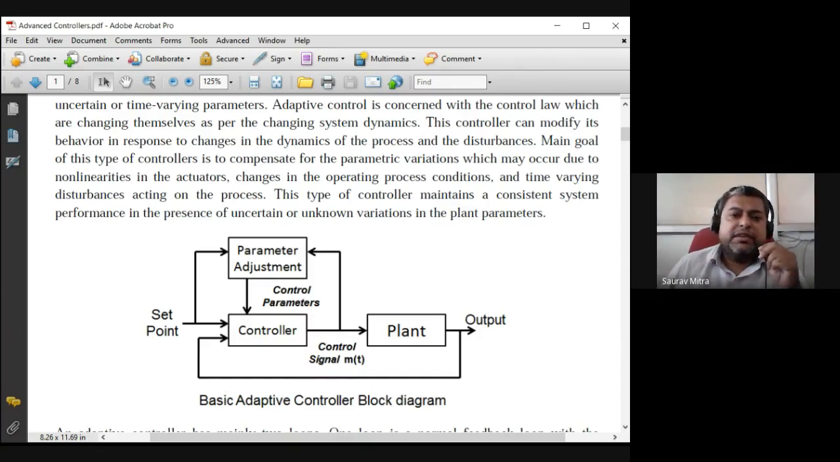So this controller can modify its response or behavior to changes in the dynamics of the process and the disturbances. The main goal of this controller is to compensate for the parametric variations which may occur due to the nonlinearities in the actuators, changes in the operating process conditions, and time varying disturbances acting on the process. Three very important things. So what are the three things that we are supposed to compensate or adapt to? The first thing is we are supposed to adapt to the parametric variation which may occur due to the nonlinearities in the actuator.